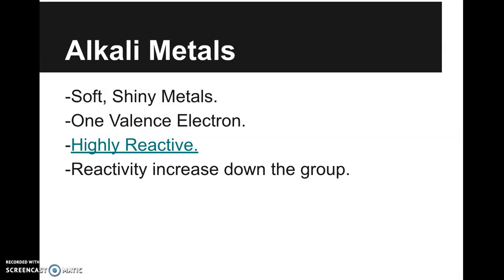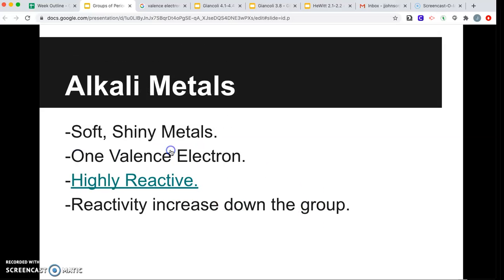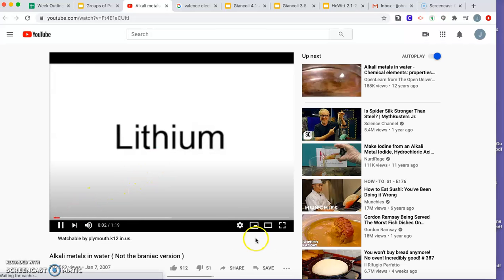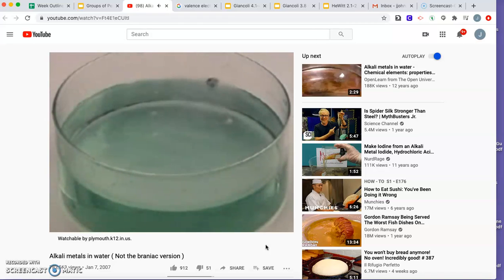So first group to talk about is the alkali metals. Soft, shiny. They have 1 valence electron, highly reactive. Reactivity increases as you go down a group, okay? So we'll kind of show this video here if it will play. And this first thing you're going to see is lithium. And this is lithium in water. And it kind of does some stuff. It moves around. Nothing really fancy.